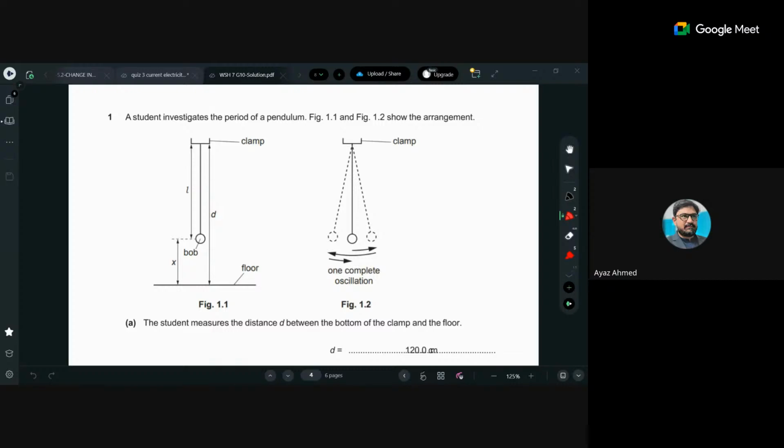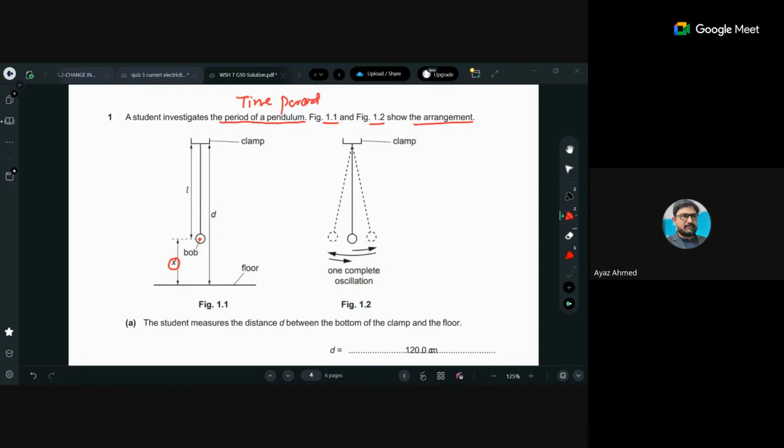A student investigates the period of the pendulum. Period of the pendulum basically means the time period. Figure 1.1 and 1.2 show the arrangement. 1.1 shows the simple pendulum at its equilibrium position, at a height x from the table, and the length of the simple pendulum till the center of the sphere, or center of the bob, is L. That is given to you.